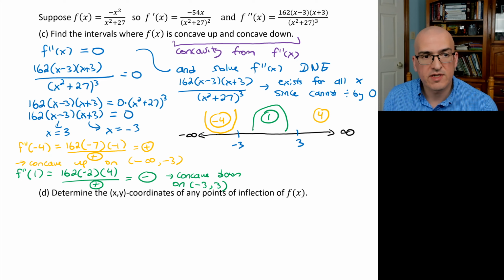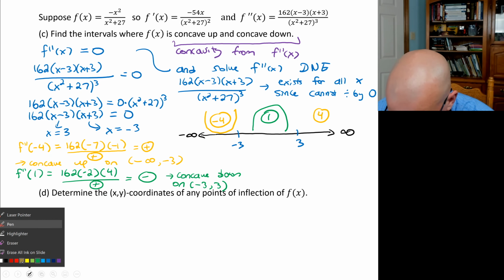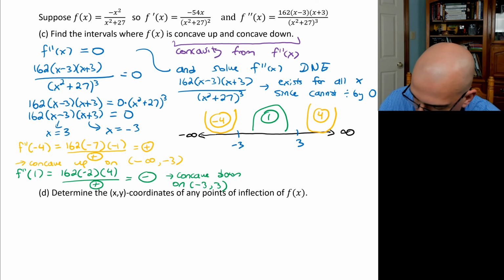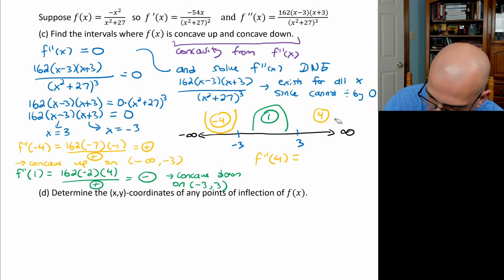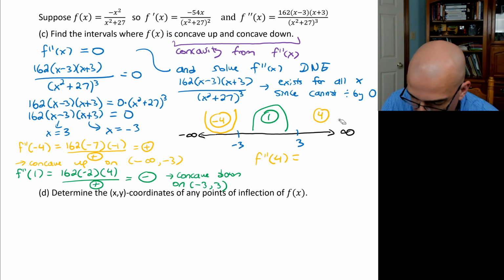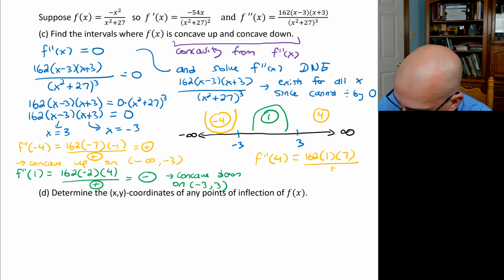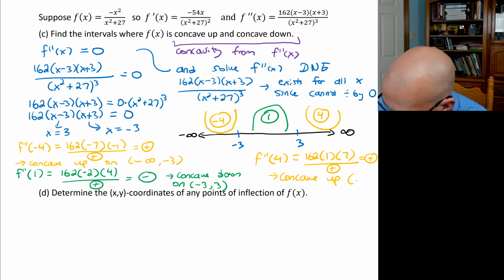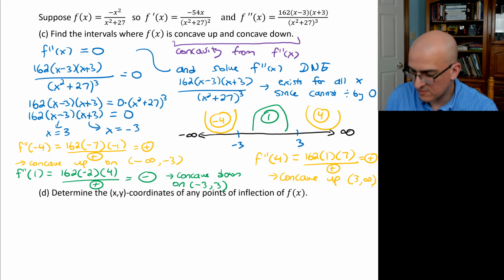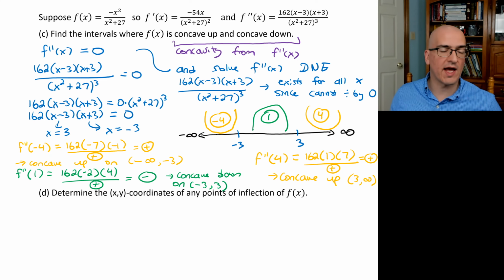All right, and we have one more test value. It's going to be concave up. F double prime of 4 is 162 times 4 minus 3, 1, 4 plus 3, 7, over something positive. We get something positive. That means concave up. Now we'll draw it in from 3 to infinity. Okay, so those are our 3 different regions of concavity.